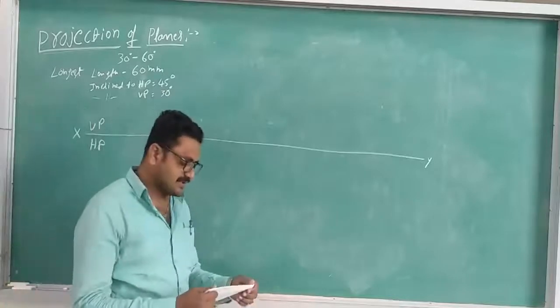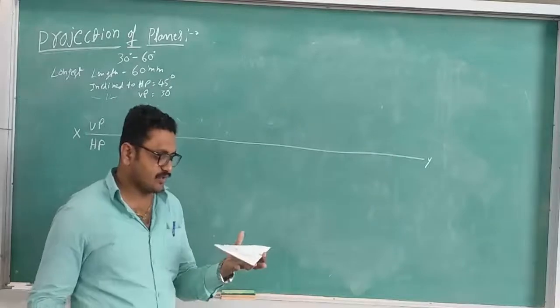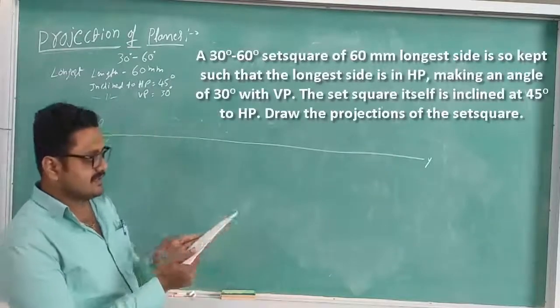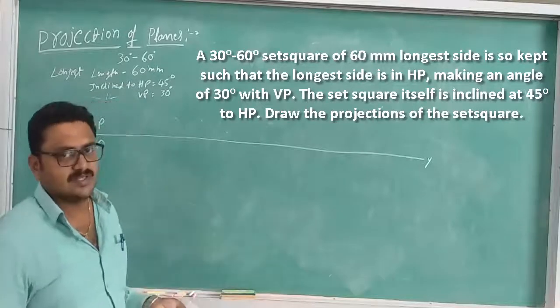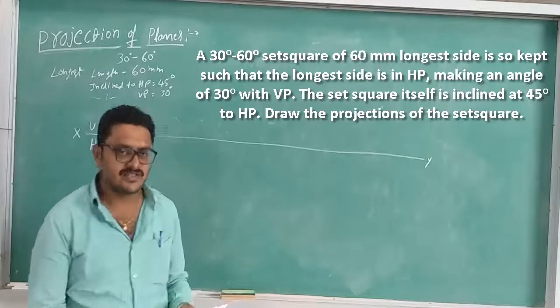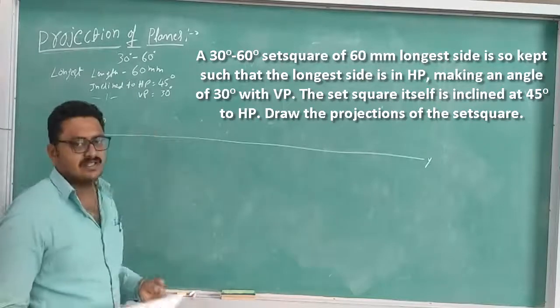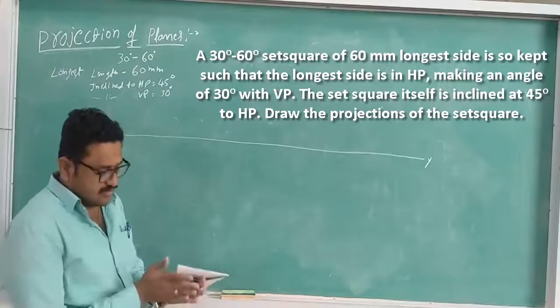This session we will discuss the problem on set square. We have a set square having the longest side 60 mm and angles 60 degrees and 30 degrees, resting on HP on one of its longest sides. The set square itself makes an inclination with HP at 45 degrees and the longest side is inclined to VP at 30 degrees. So how to solve this?